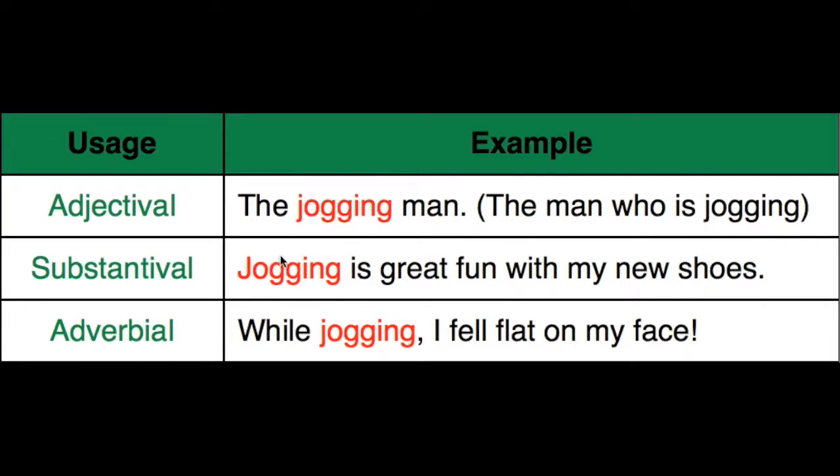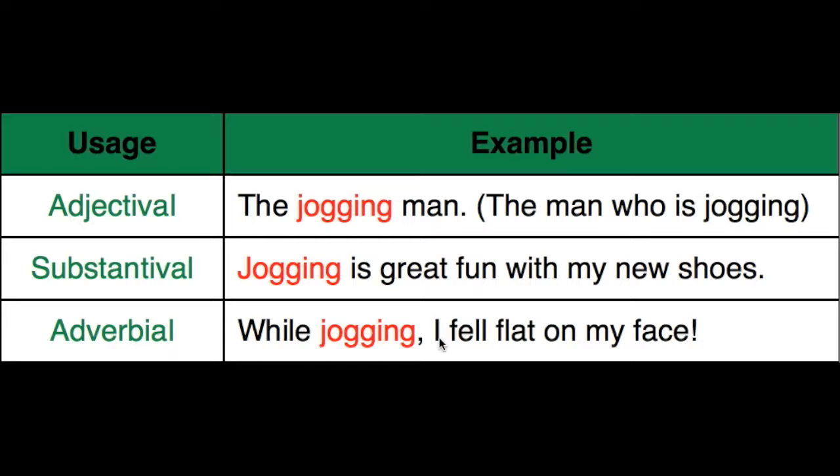You see, jogging here is acting like a noun. This is the substantival use of the participle. And then because these participles are verbal adjectives, they can act like adverbs. So I might say, while jogging, I fell flat on my face. I could have used an adverb there for while jogging.